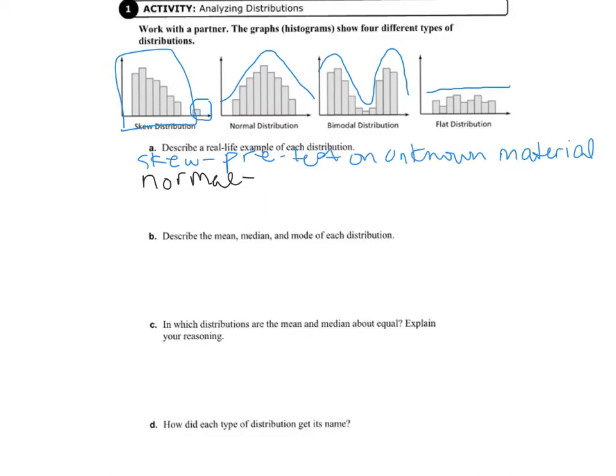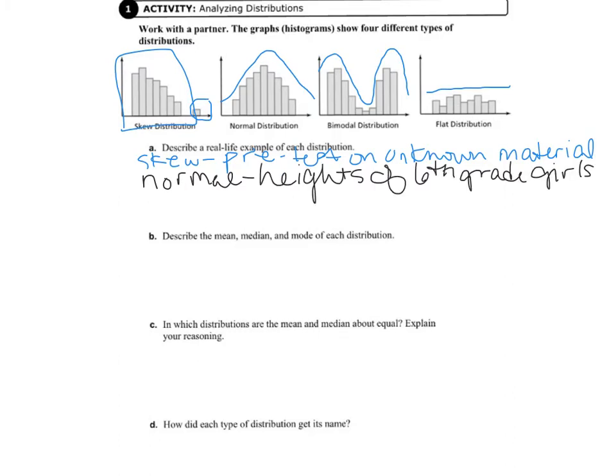And a normal distribution is exactly what it says. So it's exactly what you would expect to find in a normal population of something like the heights of 6th grade girls or 6th grade boys. So we're going to write that down as our example.